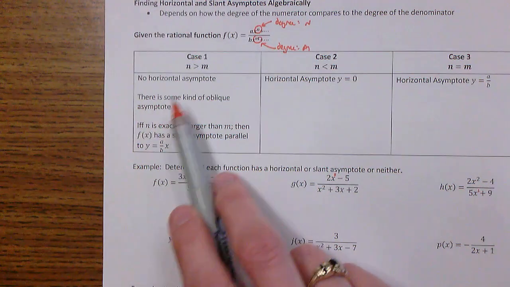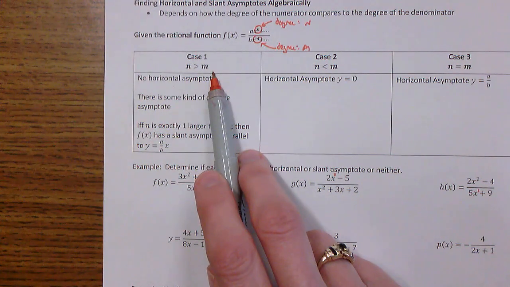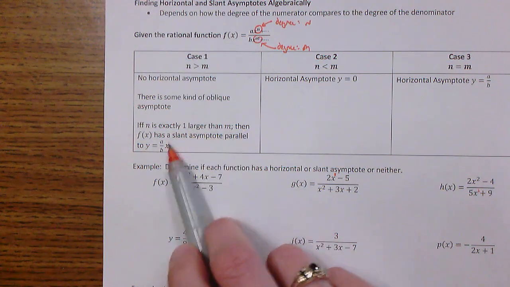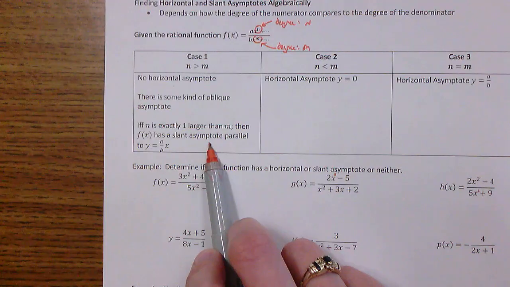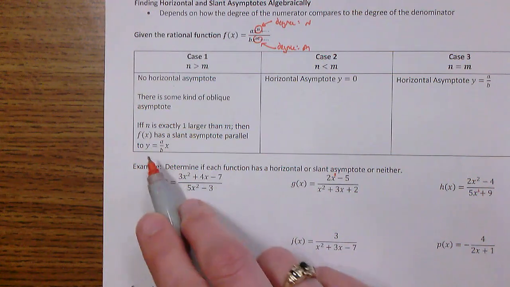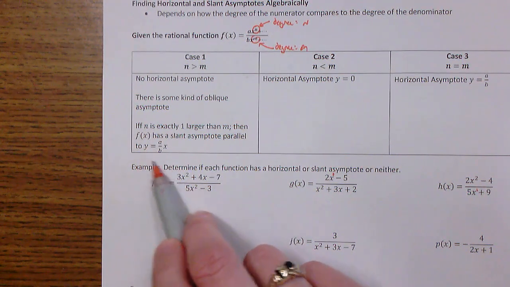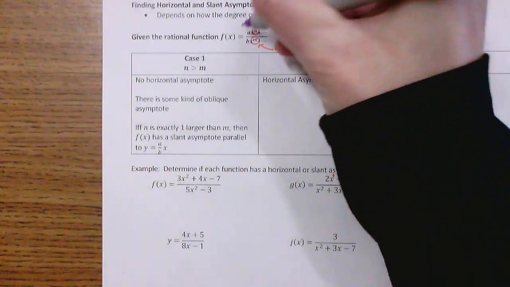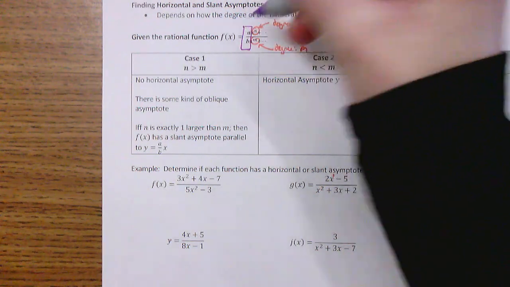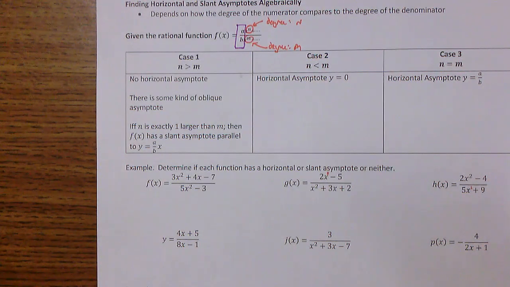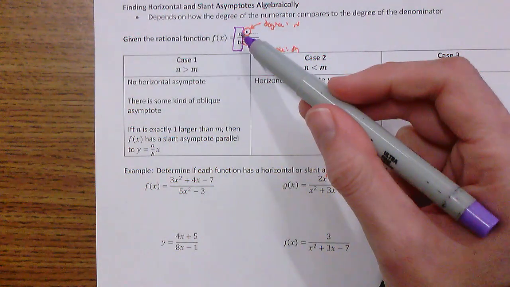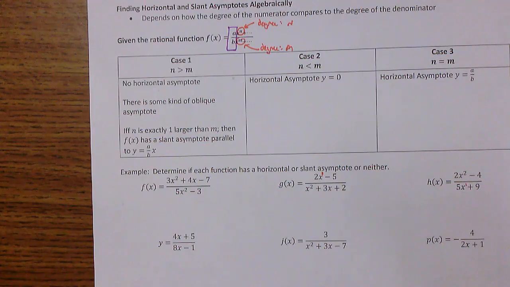Okay, so if the degree is bigger on the top than the bottom, and it's by exactly 1, then you're going to have a slant asymptote, and that slant asymptote is going to be parallel to this line. Okay, what the heck is that line? You're going to see this A over B thing coming up, right? A and B are these guys right here. They're the leading coefficients on the top and the bottom. Okay, so it's going to be something that'll be parallel to those leading coefficients. All right, so that's case 1, and we'll do some examples in a second.